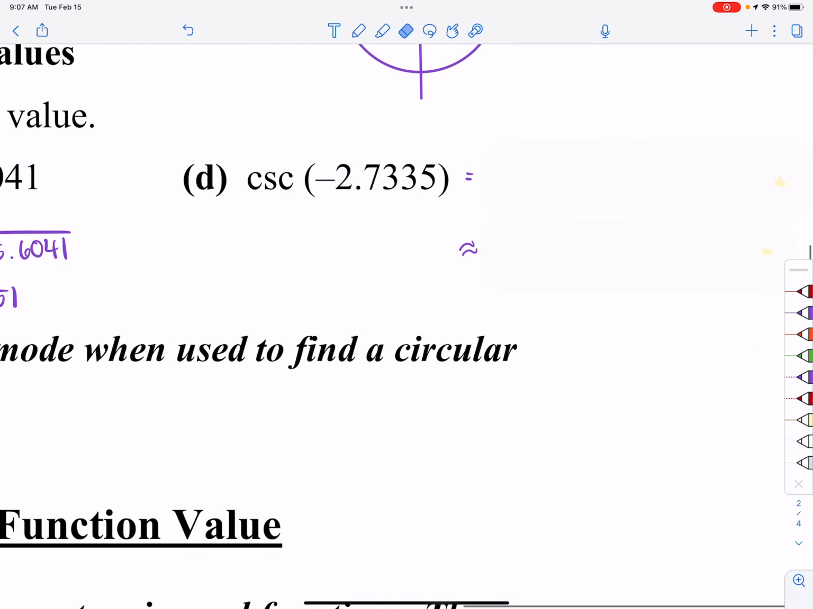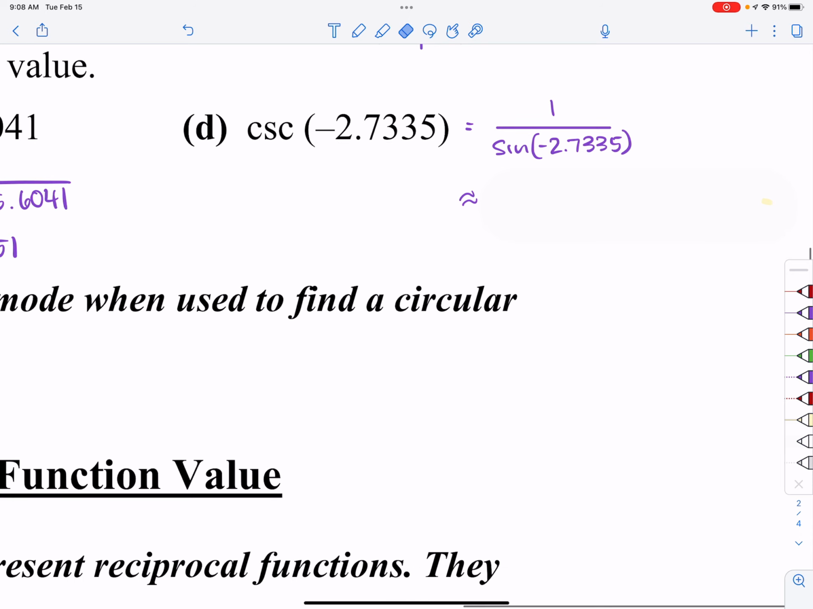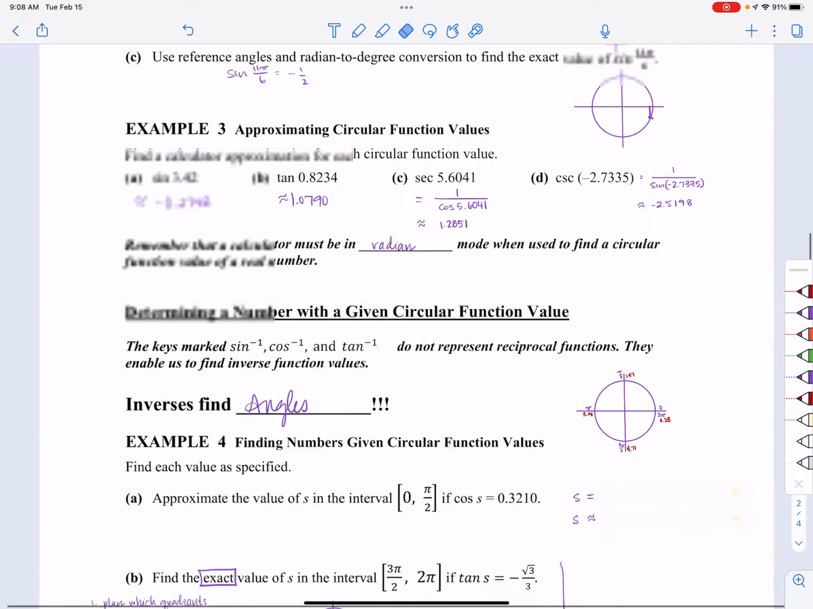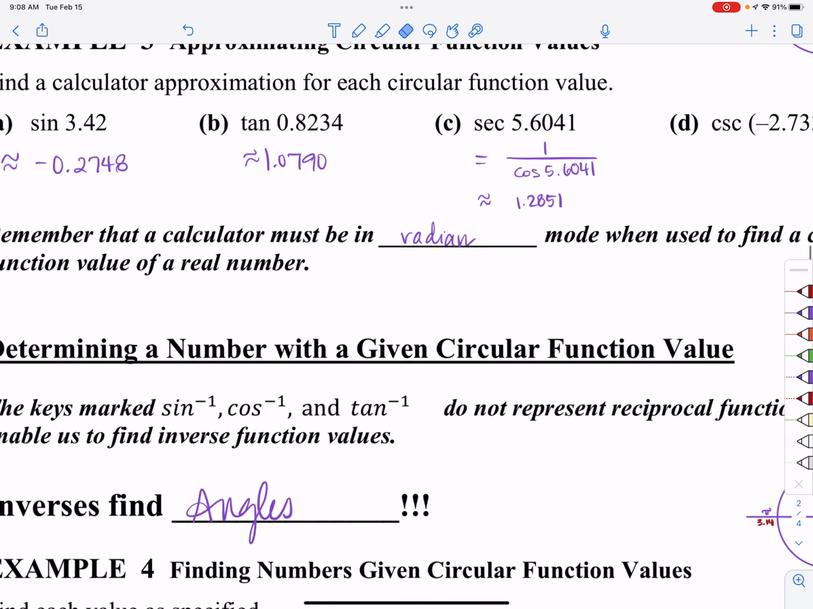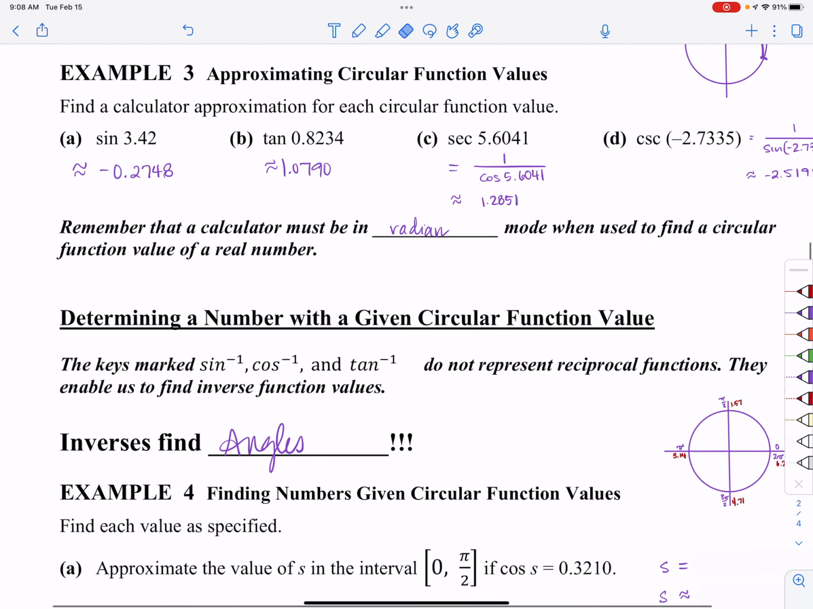Same thing with part D. We don't have a cosecant button, so we'll change that into 1 over the sine of my angle. We'll type that into the calculator as is, and we'll have negative 2.5198. So make sure you tried each one of those. All right, and this is just a reminder here. Make sure that you are in Radian mode when you're looking at these.